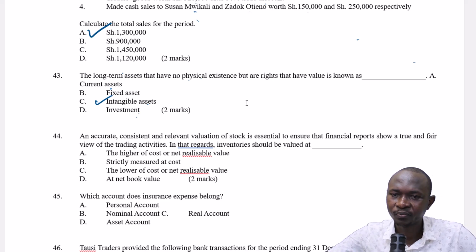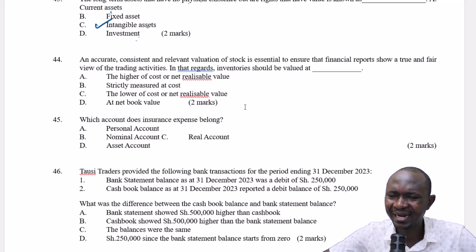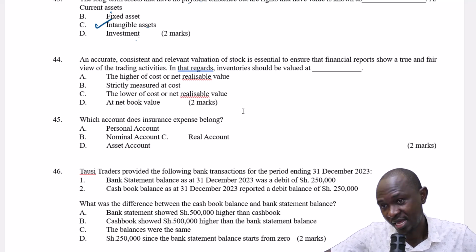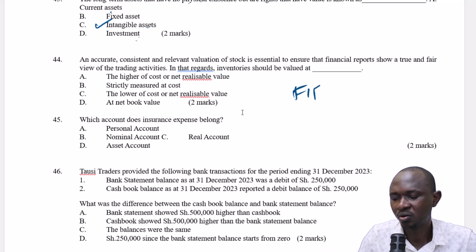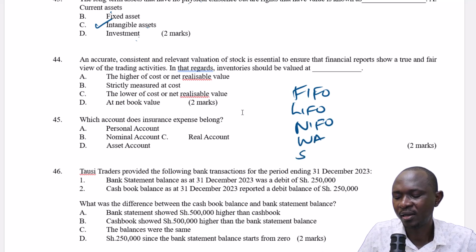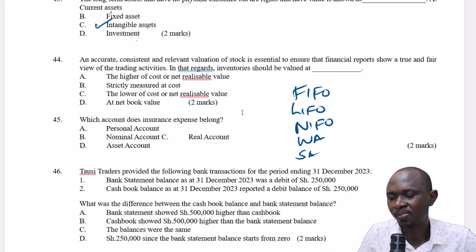Question 44. An accurate, consistent, and relevant valuation of stock is essential to ensure that financial reports show a true and fair view of the trading activities. In that regard, inventory should be valued at... accurate, consistent, and relevant valuation of stock. Yeah, we normally value stock. You remember the FIFO, LIFO, NIFO, weighted average method, simple average method. All these are methods of valuing stock.